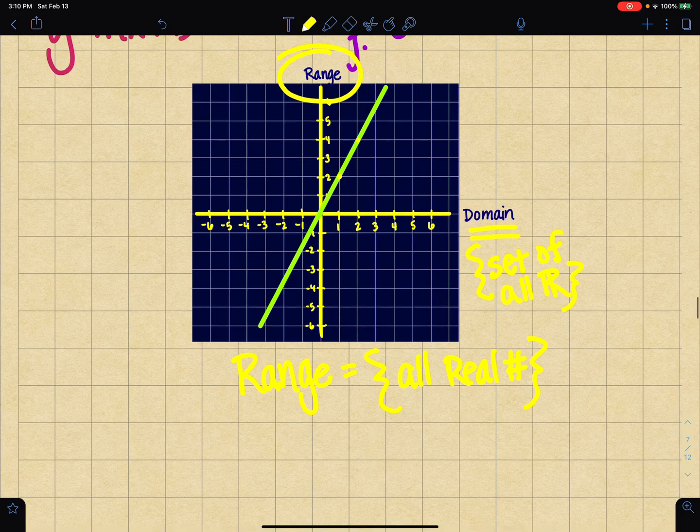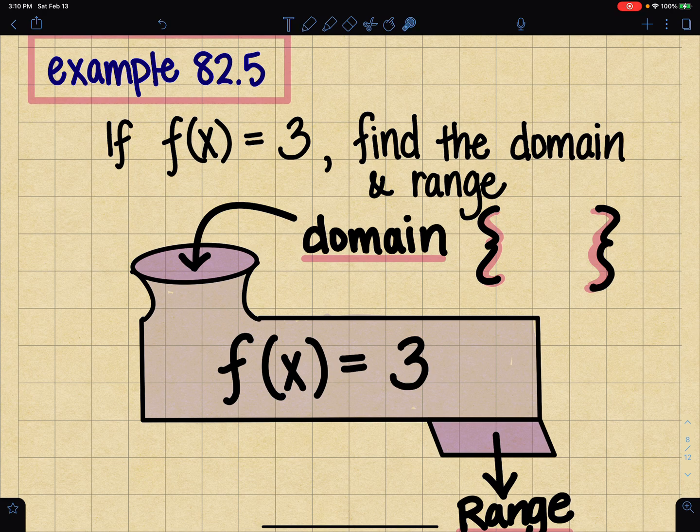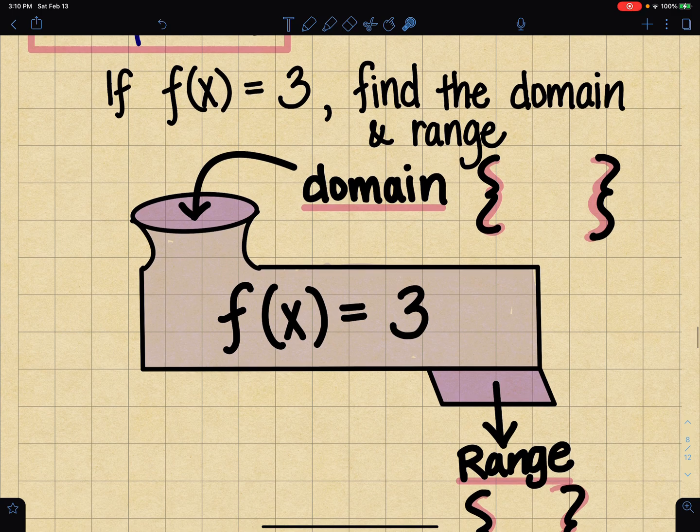Okay, let's do the next one, 82.5. Don't worry, this gets easier. If f of x is equal to 3, find the domain and the range. Okay, so here's my machine. This time I'm not going to draw it out. I'm just going to think of it as a machine. So the domain is, what can you put in? Well, it's f of x is equal to 3.